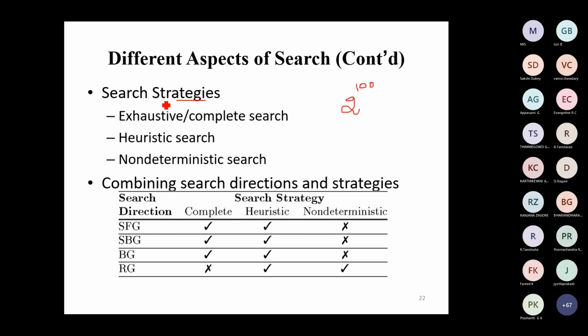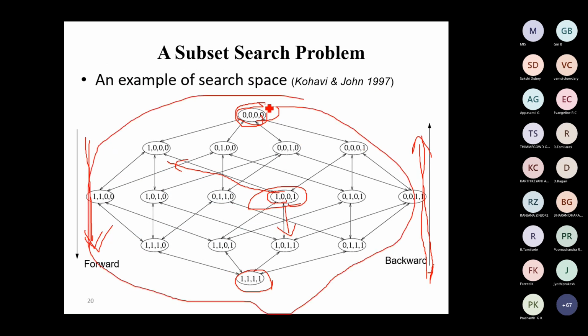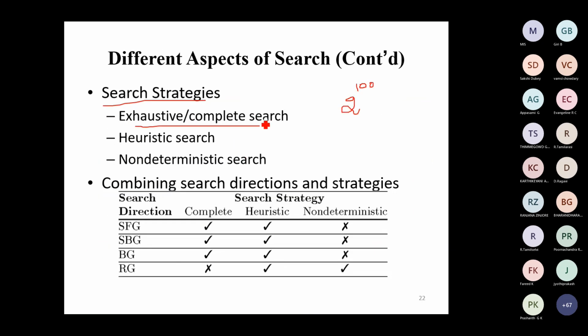So there are various search strategies. The first is exhaustive or complete search. Here we check all the combinations and identify the best one. This may be good for a small set of data, but it may not hold good for a large amount of data. That is the problem with exhaustive search. The other is heuristic search.